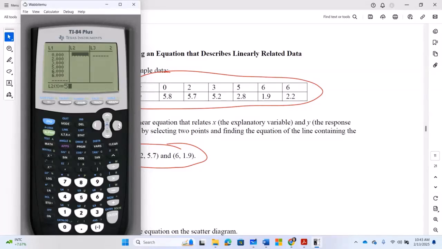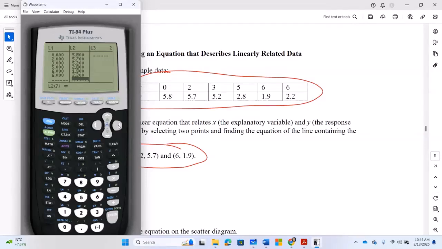Now the data for the response variable is 5.8, the first one, 5.8, 5.7, 5.2, 2.8, 1.9, and 2.2. So we're going to do linear regression analysis again with this data. When we do the linear regression analysis, we get the equation, and we shall compare the two equations, the one we did by hand and the one we did by calculator. Which one is better? Which one is more accurate?